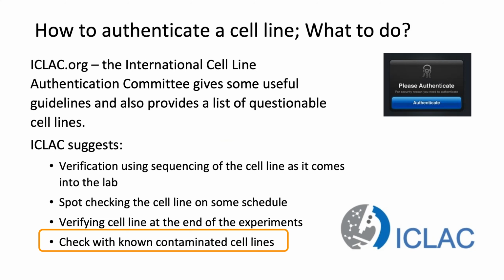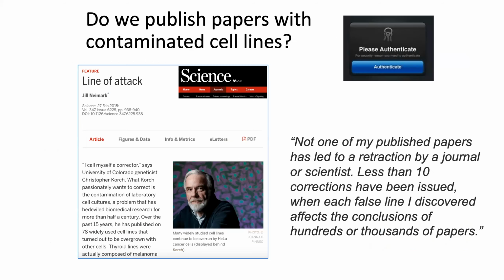So we know that there are issues with publications of contaminated cell lines, right? So we all, when doing research with cell lines, know that's one of the key aspects of authenticating a cell line. But even though that is something that should be done for all cell lines, people are still publishing papers with contaminated cell lines.